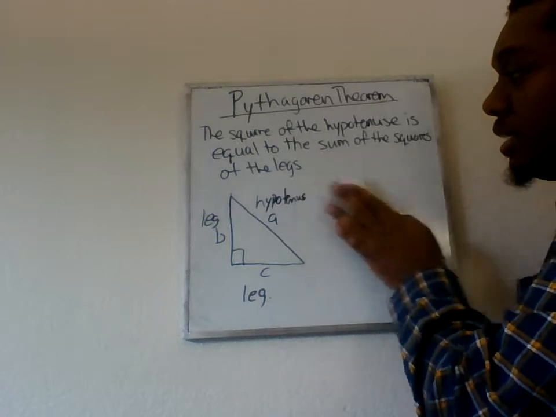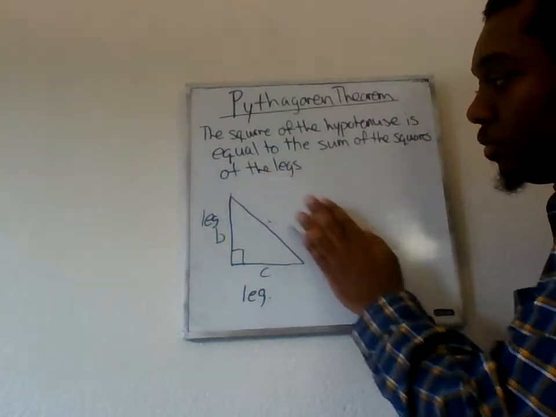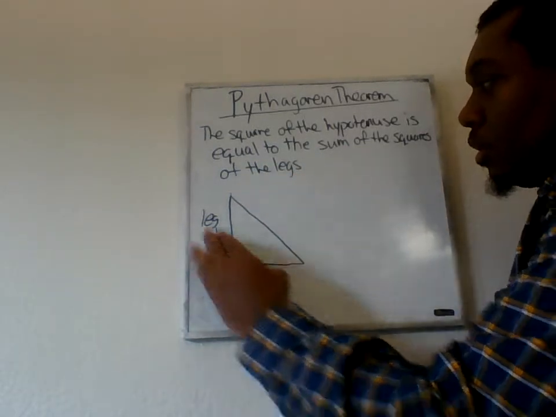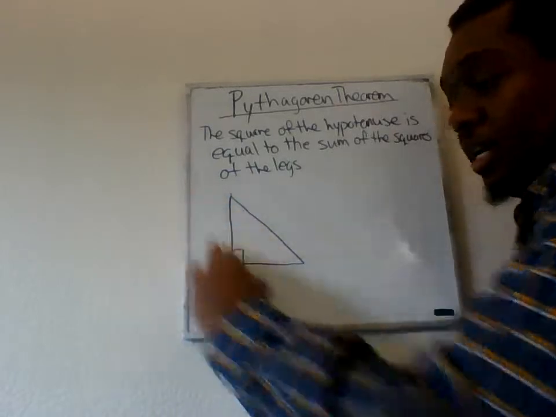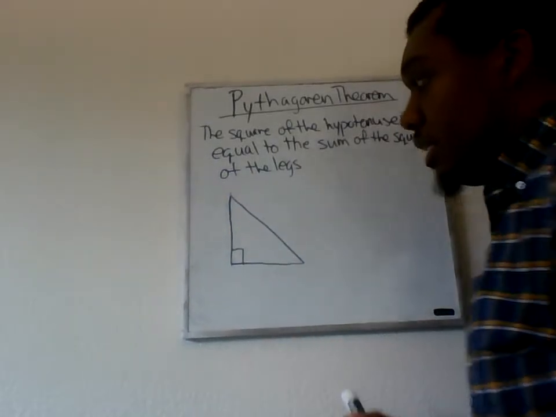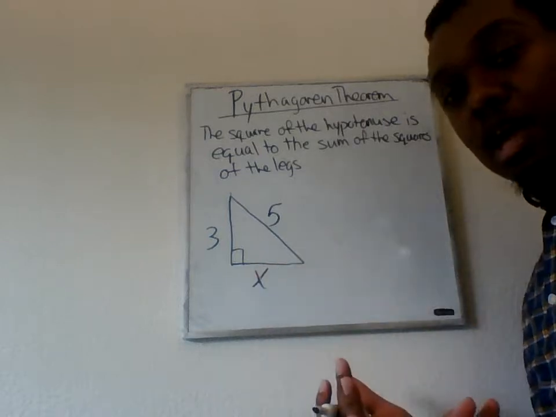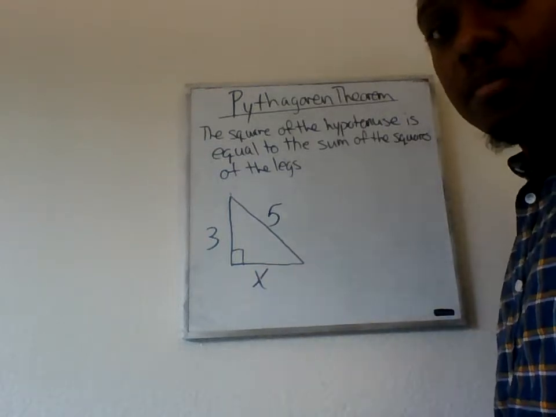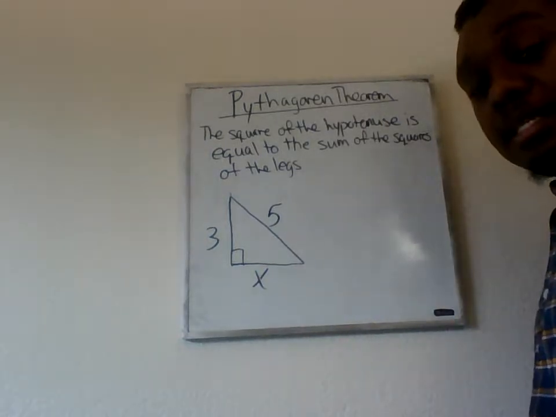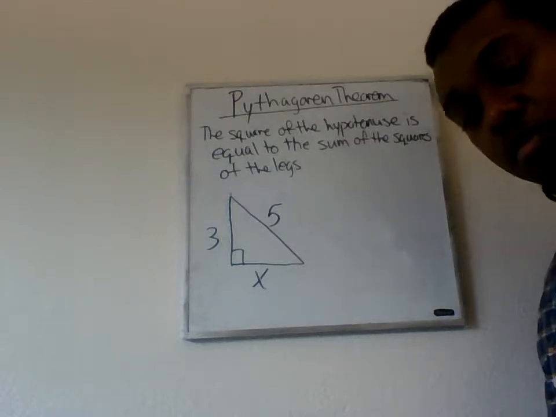Let's look at some more examples. Let's put some numbers in here. So let's say that this side length here is 3, and let's say that this one is 5. And I want to find out what the other side is. I have no idea. Let's just call it x. So if I want to find out what x is, what would I need to do?